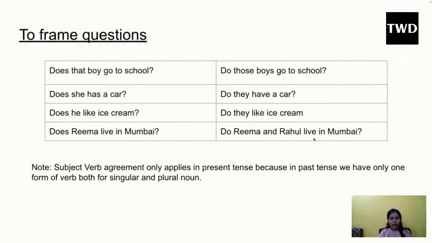So these are some simple rules to be followed while framing sentences. But then another thing which we should remember is these kinds of verbs, that is my verb should be singular, my verb should be plural.